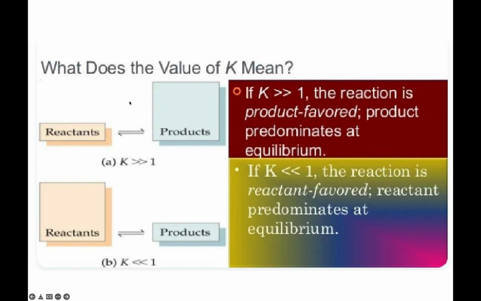Okay, now here what does the value of K mean? You see, reactants will react to give the products, and this is a reversible reaction, meaning both forward reaction and backward reaction will take place. So there are two cases. First case, if K is greater than 1, the reaction is product favored, that is product will predominate at equilibrium. If K is less than 1, then it is a reactant favored reaction, and the reactant will predominate at equilibrium.